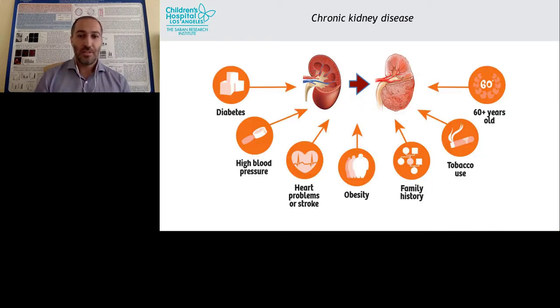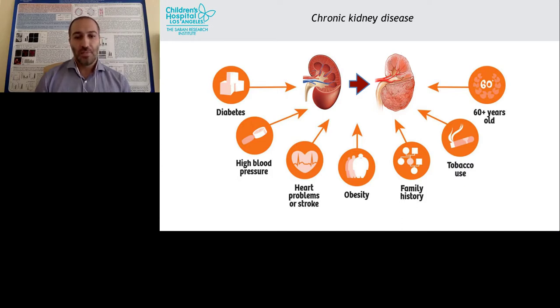So what is chronic kidney disease? It is defined by gradual loss of renal function over a period of time. Sometimes it's short, sometimes it's relatively long. And there are many different factors that contribute to the initiation and progression of chronic kidney disease. In the population, the two main ones being diabetes and cardiovascular problems.